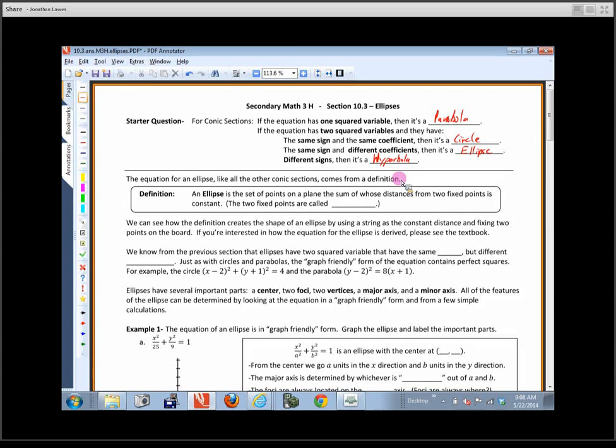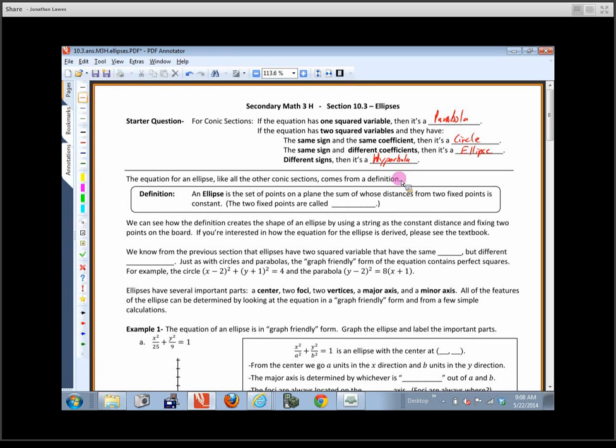Okay, so let's talk about the definition of an ellipse, where the ellipse comes from. So we talked about circle and parabola yesterday. Circle is a set of points that are equidistant from a given point. So the given point is the center, and that distance is the radius. Then we talked about the definition for a parabola. A parabola is a set of points that are equidistant from a given point and a given line. And the given point is called a focus, and the given line is called the directrix.